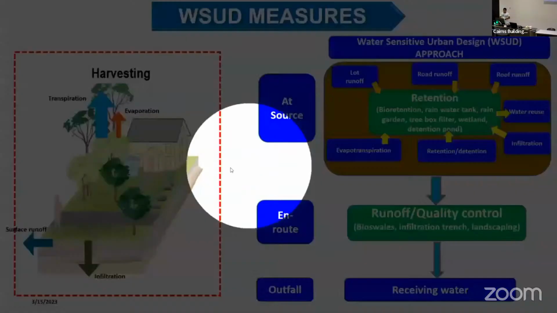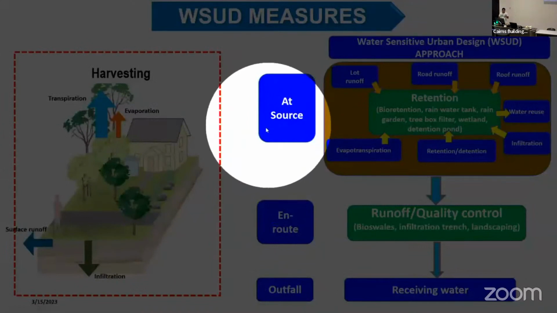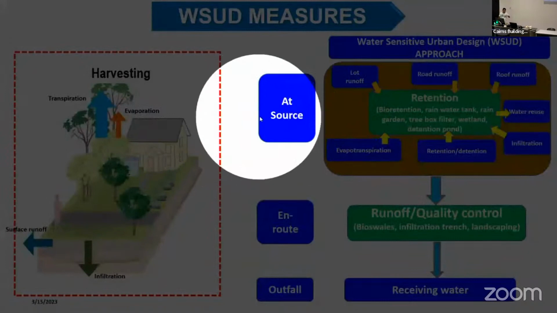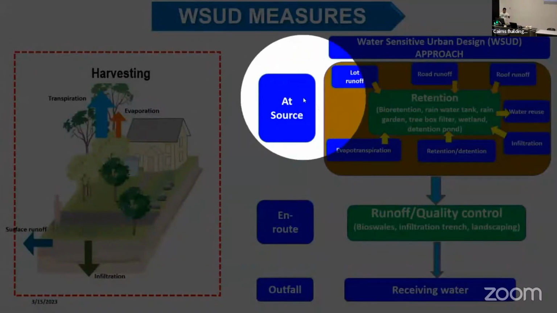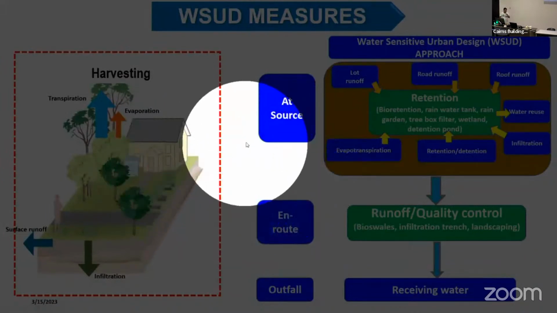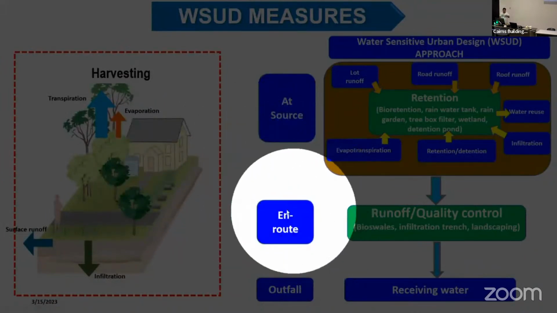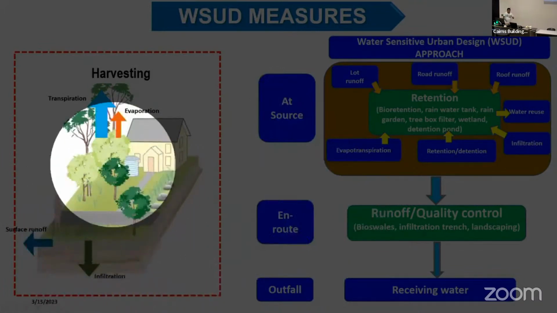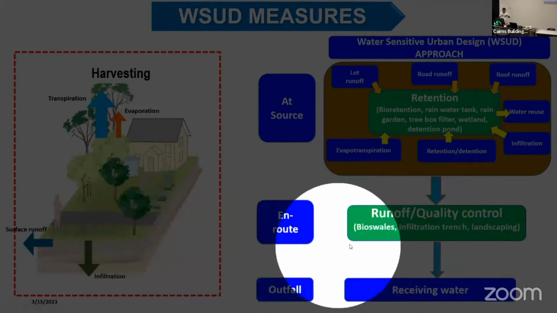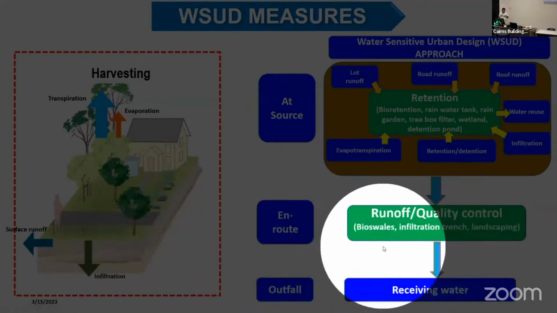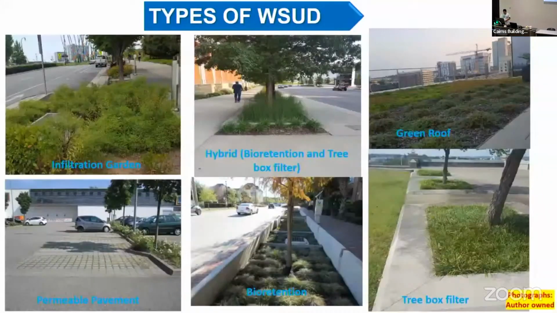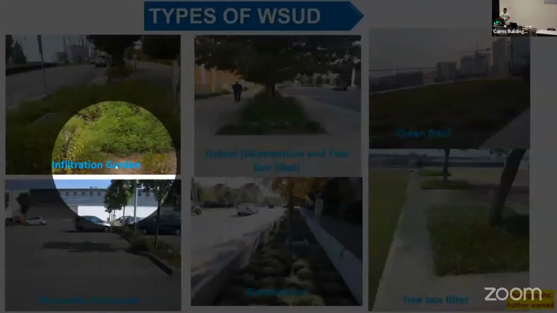Because what we have seen with the gray measure is they just collect and then transport, but here they collect and then try to infiltrate, evaporate, or transpire at the source, and they also try to infiltrate, retain, or detain the runoff while we are still transporting it. So the amount of water received at the downstream side is significantly lower compared to what we have seen in the gray approach.